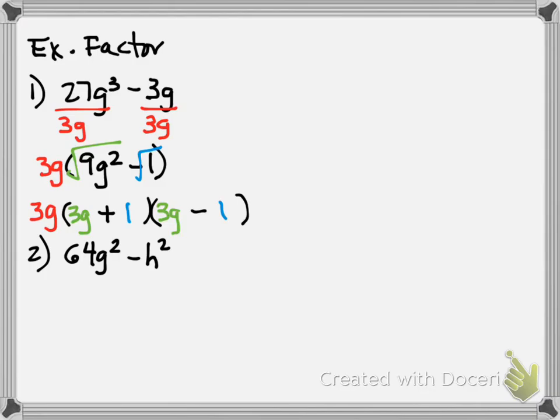So I make my frames, two binomials, one sum, one difference, and by the way, it doesn't matter who's the sum and who's the difference, so I'm going to do it the opposite this time. First one, what's the square root of 64G squared? 8G. That goes in the front of both binomials. What's the square root of H squared? H. And I'm done.